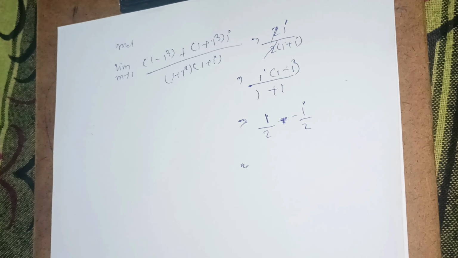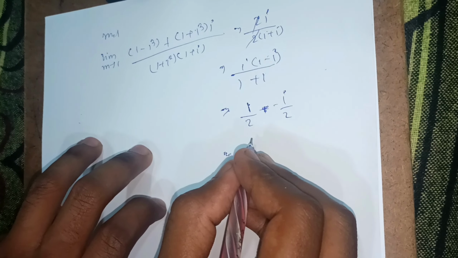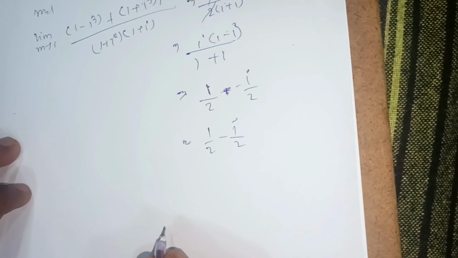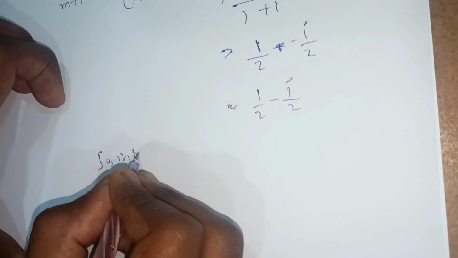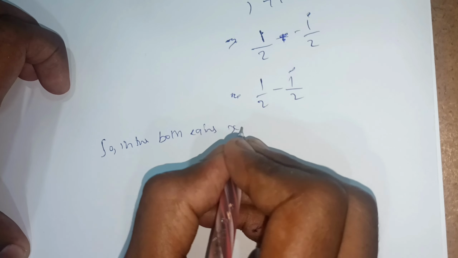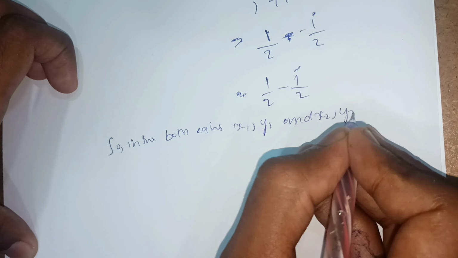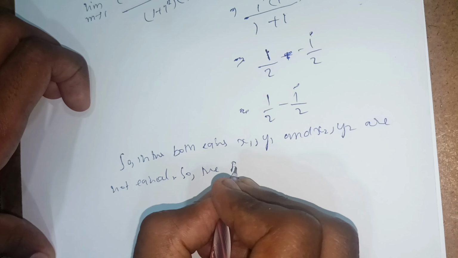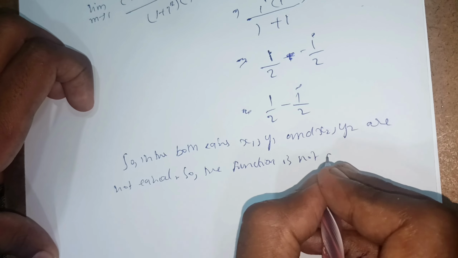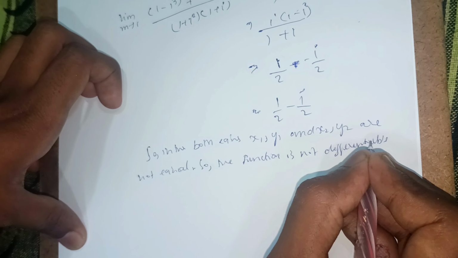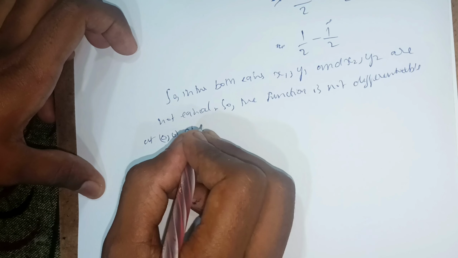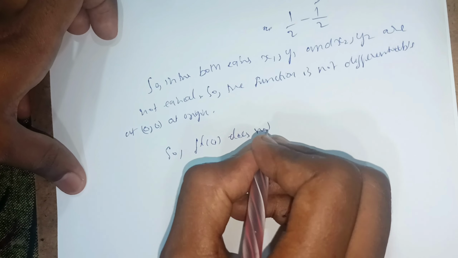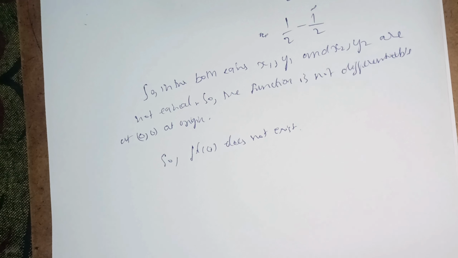In both the equations, the values (x1, y1) and (x2, y2) are not equal, so the function is not differentiable at (0, 0), at the origin. So f'(0) does not exist.